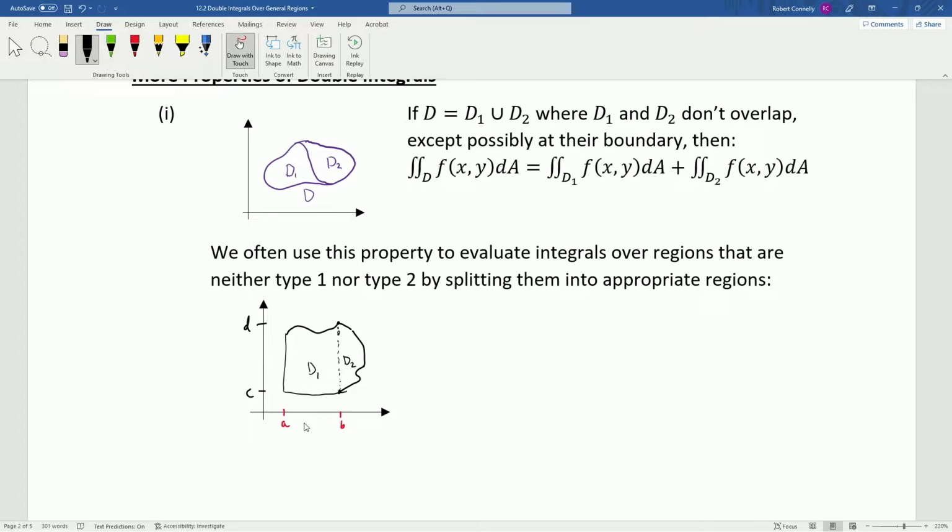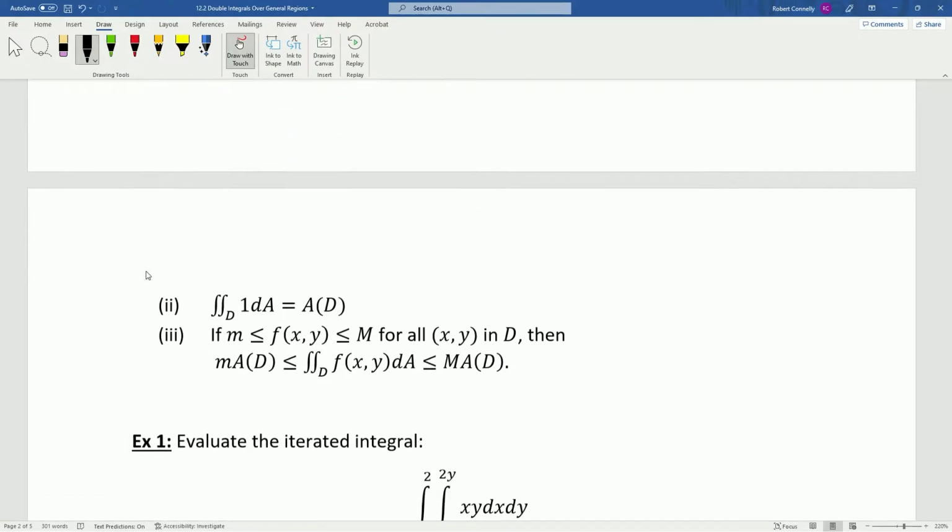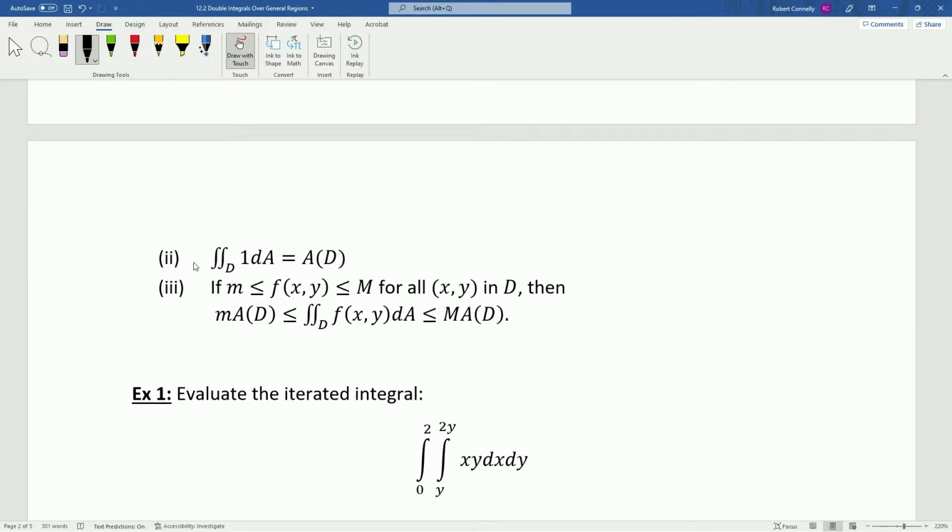So if we have a region that is neither type 1 nor type 2, you split it up as appropriate, and then you'll have multiple regions that you can evaluate separately. Okay, so another property is that the double integral of 1 with respect to the area just gives you the area of the region. So that should make perfect sense, right? This is like as if you're integrating a prism whose height is 1. So you got the area of the base times the height. That's just the area. So that's exactly what you've got here.